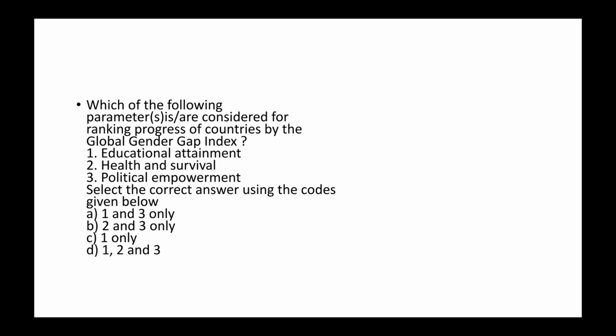There are some parameters. Consider the parameters. Which statement is correct? This is the question. The first statement is educational attainment. The second point is health and survival, and the third point is political empowerment. Which parameters are correct? In this case, educational attainment, health and survival, and political empowerment, all the points are correct. That is, statements 1, 2, 3 are correct. The option is 1, 2, 3. D option is correct.